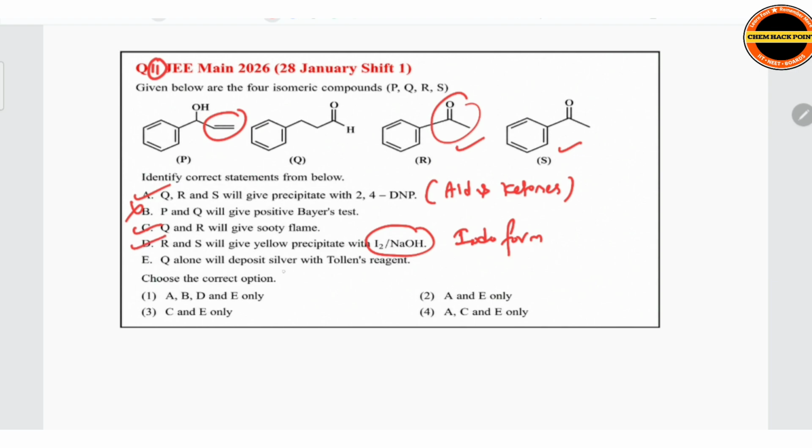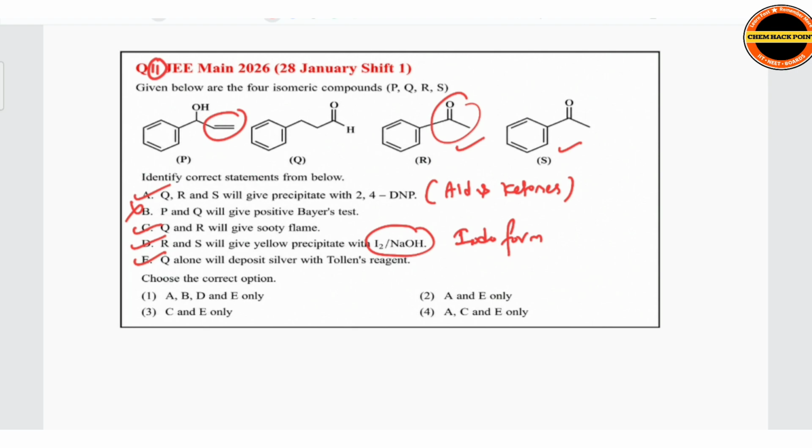Q alone will deposit silver with Tollens reagent. Q here, yes, it is an aldehyde group. Q alone, any other aldehydes here, only aldehydes will give the Tollens reagent test. So here it's an aldehyde group, so it can react in the silver mirror test with Tollens reagent, it will give a silver deposit.